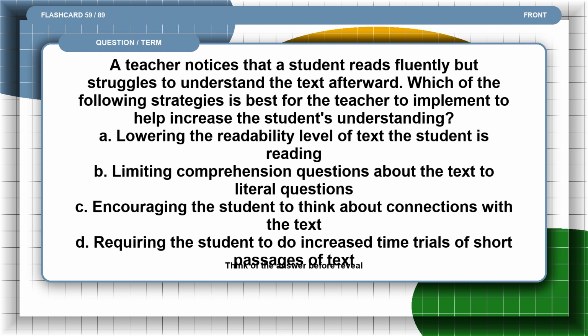Flashcard 59. A teacher notices that her student reads fluently but struggles to understand the text afterward. Which of the following strategies is best for the teacher to implement to help increase the student's understanding? A. Lowering the readability level of text the student is reading. B. Limiting comprehension questions about the text to literal questions. C. Encouraging the student to think about connections with the text. D. Requiring the student to do increased time trials of short passages of text. Pause and think of the answer before the reveal.